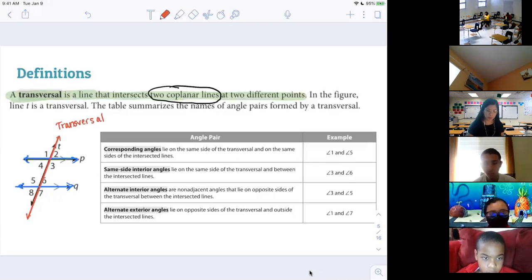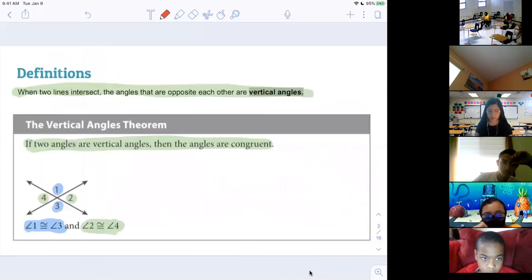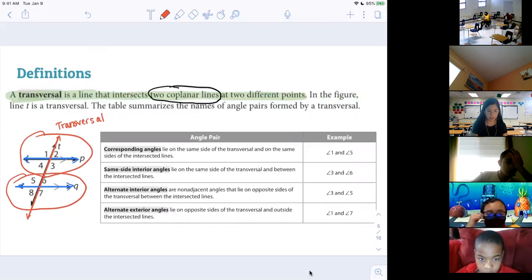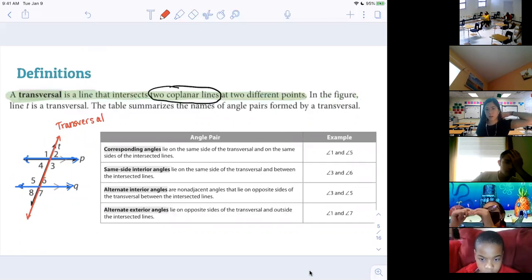So if you notice, what you end up getting is two scenarios where you have intersecting lines, and you're going to see vertical angles all over the place, because now it's kind of like this relationship happening two times. It happens once up here, and then it happens again down here. But now, since there's so many different locations of angles, we have different names for all of these different angles. And it's going to become incredibly important to memorize what these mean.